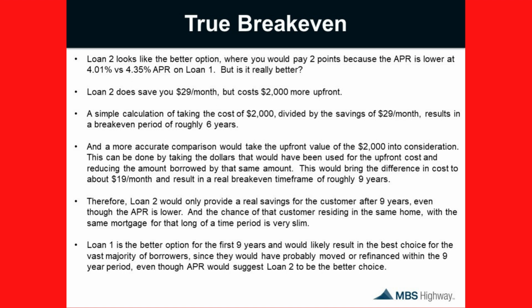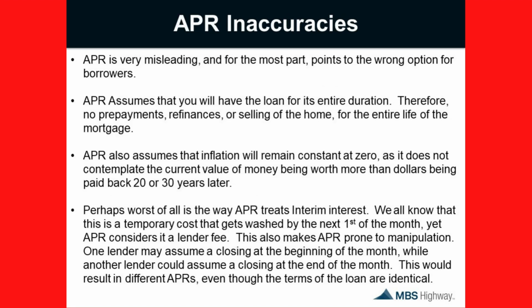Now we're going to look at a couple of assumptions that APR takes into account, which is where the real problem with APR comes in. So APR is assuming you're going to have that initial loan for its entire duration, making only a minimum payment for all 30 years. There's no prepayments, no overpayments, no refinances. You don't sell the home. You're simply going to make the minimum mortgage payment for 30 years. That's quite an assumption.